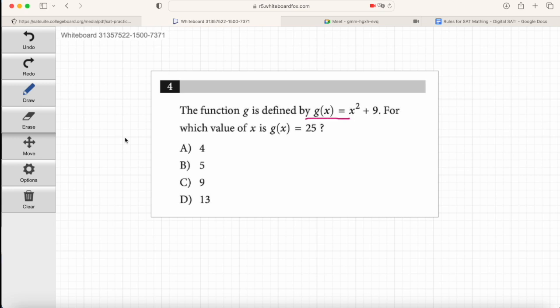Okay, what are we solving for here? Tanner, let's make that real quick. We are finding the value of x. Yeah. Here we are finding the value of x when g of x equals 25, okay?